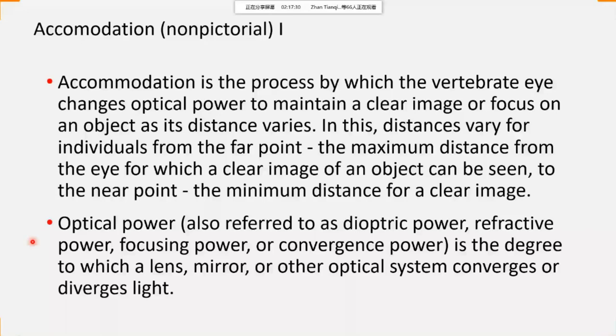And what is optical power? Optical power, also referred to as dioptric power, refractive power, focusing power, or convergence power, is the degree to which a lens, mirror, or other optical system converges or diverges light.